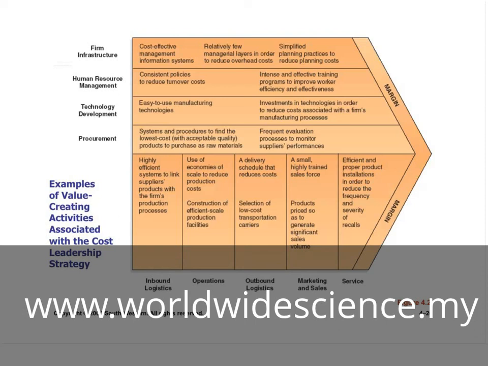So then we have the other side of the grid, the value chain, which layers down the company into certain aspects. So first, we talk about inbound logistics. What do we mean by inbound logistics? Inbound logistics is basically how you bring in your products into your company.